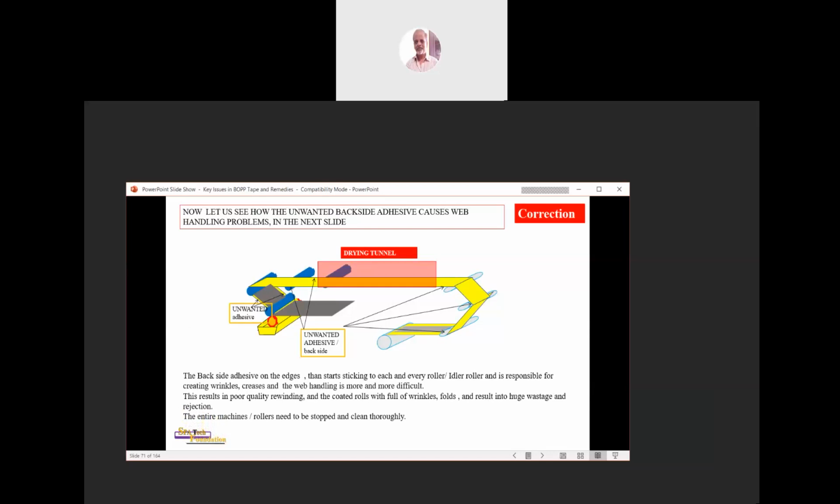So the backside adhesive on the edges then starts sticking to each and every roller, idler roller, and is responsible for creating wrinkles, creases, and the web handling is more and more difficult. This results in poor quality of rewinding and coated rolls full of wrinkles and folds, and results in huge wastage and rejection. The entire machine idler rolls need to be stopped and cleaned thoroughly in this case.